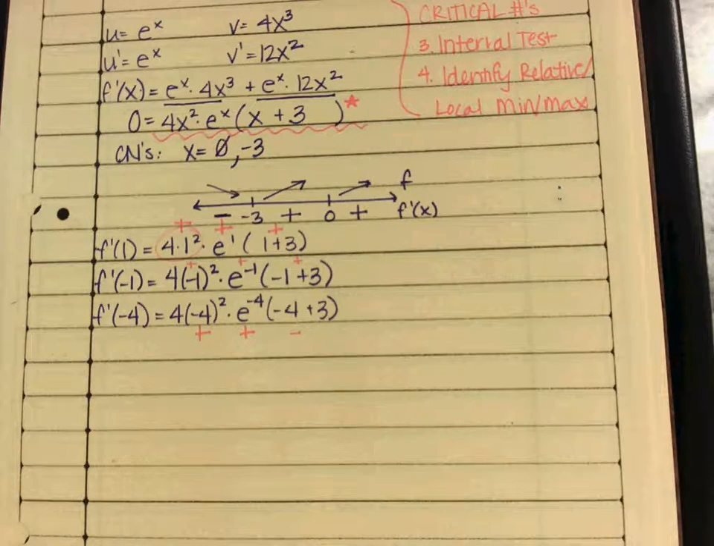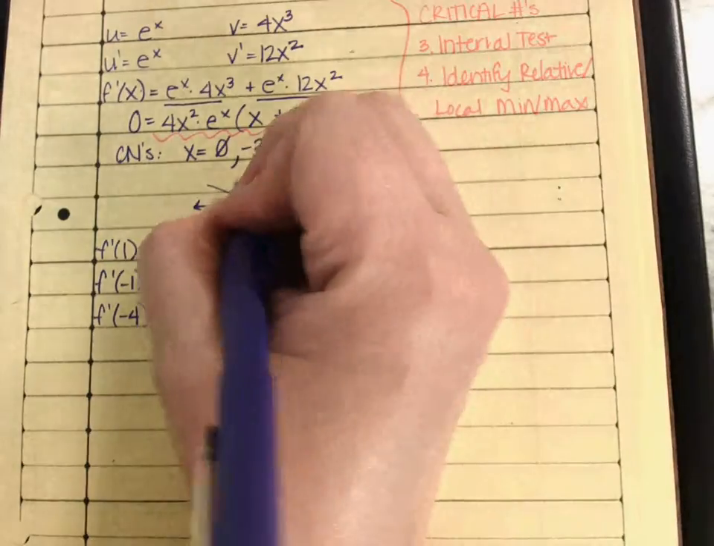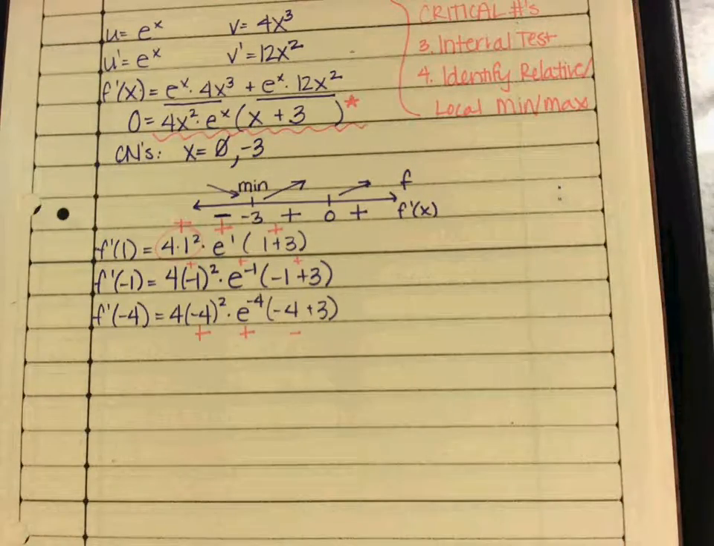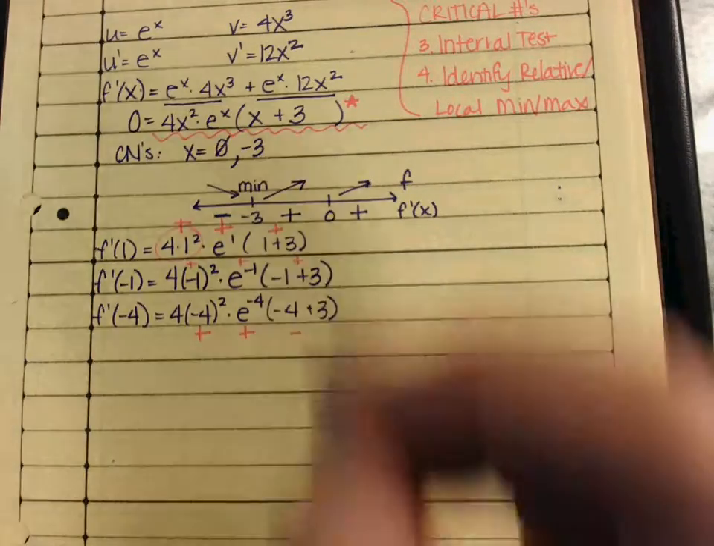Okay, label your mins and maxes on your number line. Which type do I have at negative 3? Min. Because my graph goes from decreasing to increasing. What happens at 0? Neither.